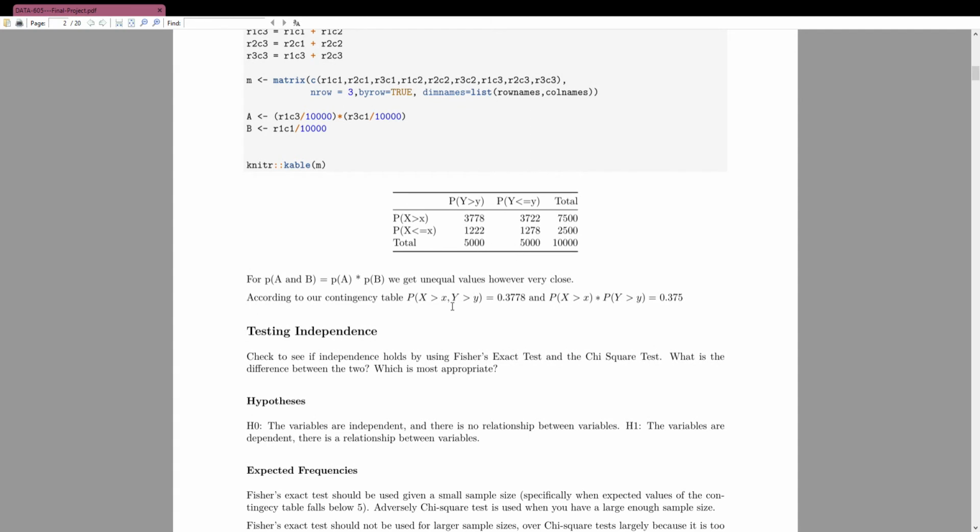You see here, we have our joint probability. Here we have our marginal probability. You see they are actually not equal, however they are pretty darn close, and I do have a hunch that they are going to be independent. Either way, let's go on and test for independence, which you should always do.